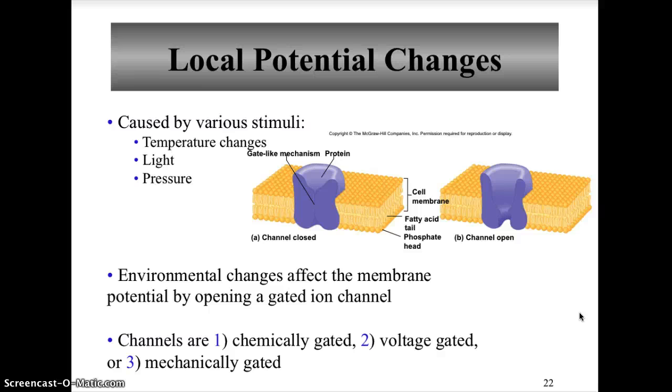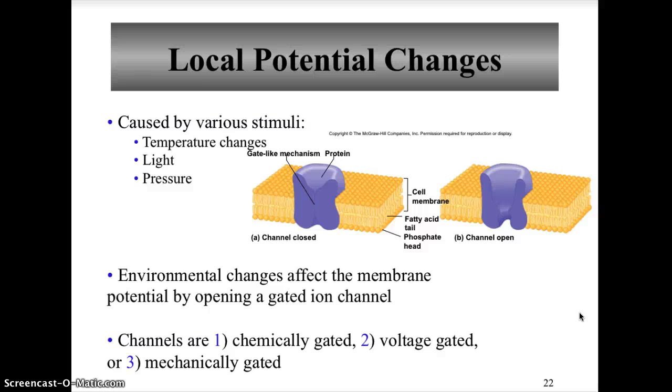So when you look at local potential changes, it is caused by those various stimuli. You could have temperature changes, light, pressure changes. So environmental changes do affect the membrane and the potential by opening a gated ion channel. And these channels can be, one, chemically gated, they can be voltage gated, or third, they can be mechanically gated.